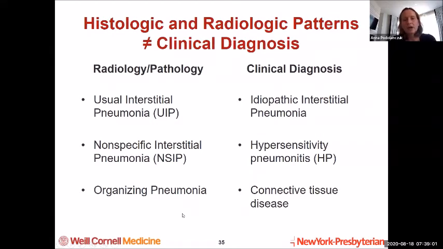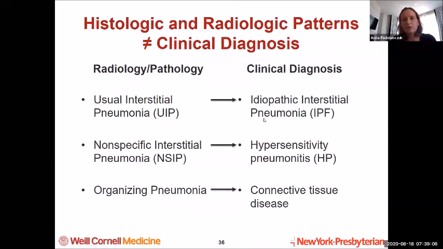And in the right clinical context, they can give you very different clinical diagnoses. So in one clinical context, a UIP pattern, when there's no cause, can yield a diagnosis of idiopathic interstitial pneumonia like IPF, and a nonspecific interstitial pneumonia like NSIP pattern on a CAT scan or on a biopsy, in the right clinical context can give you a diagnosis of hypersensitivity pneumonitis. If you have somebody who's a bird breather, and maybe you see a couple of granulomas on a biopsy, you might make the diagnosis of HP.